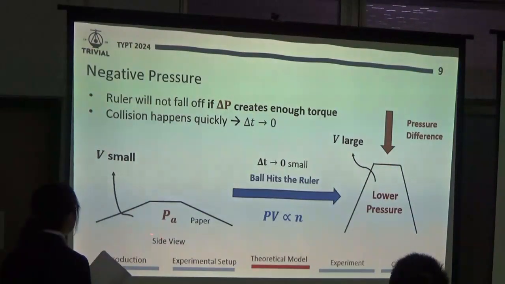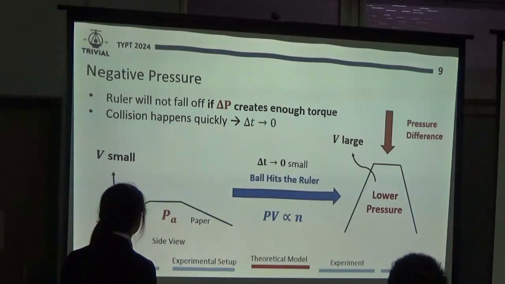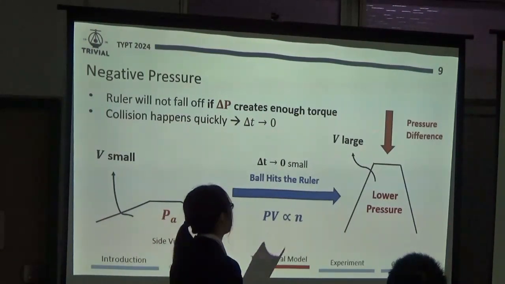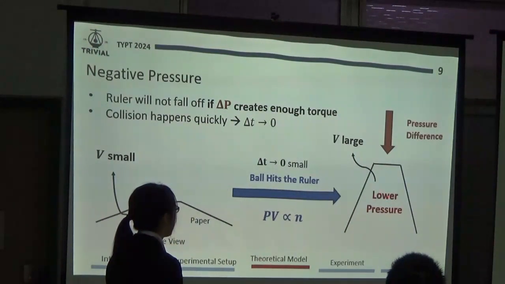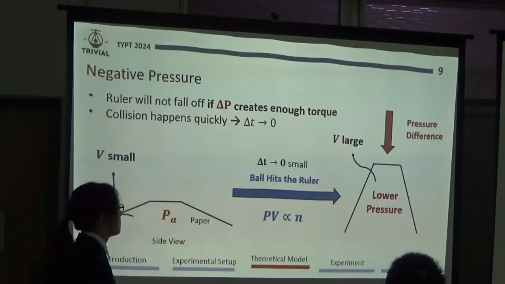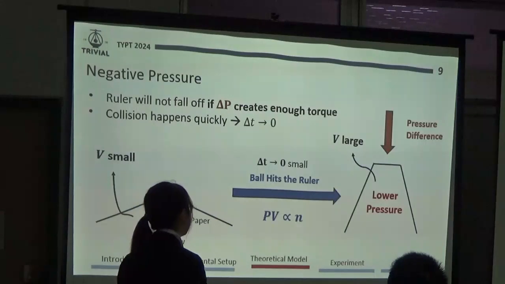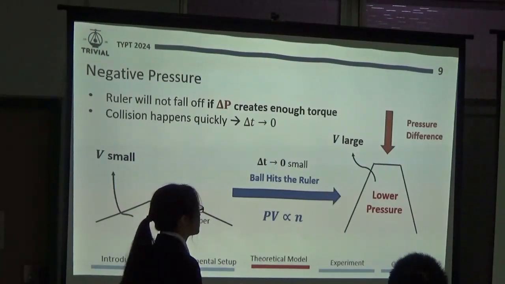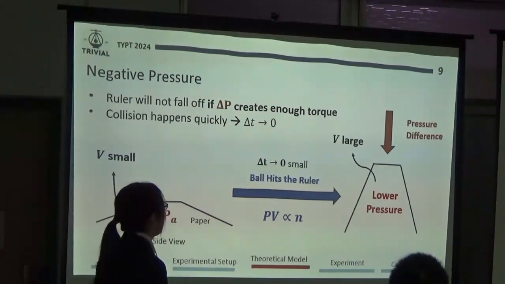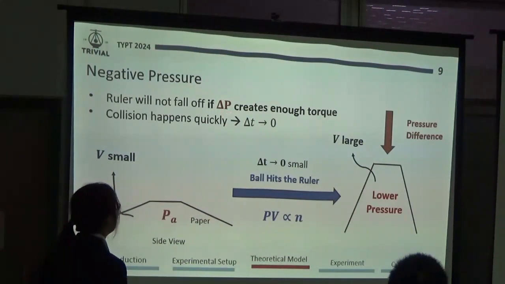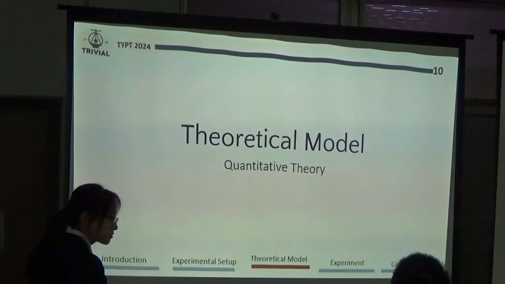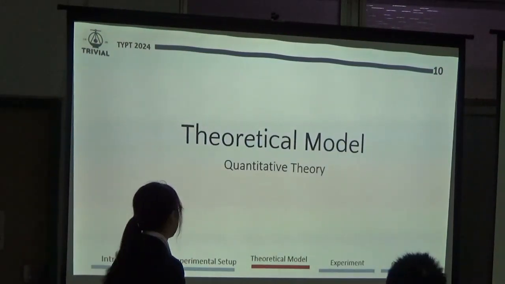Initially the volume under the paper is very small, but when the ball hits the ruler, the ruler moves up, causing the volume under the paper to increase. According to Boyle's law, when volume increases, the pressure decreases. This causes a pressure difference between the top of the paper and the bottom of the paper. If this pressure difference creates enough torque, the ruler will not fall off the table. Now for the quantitative theory.